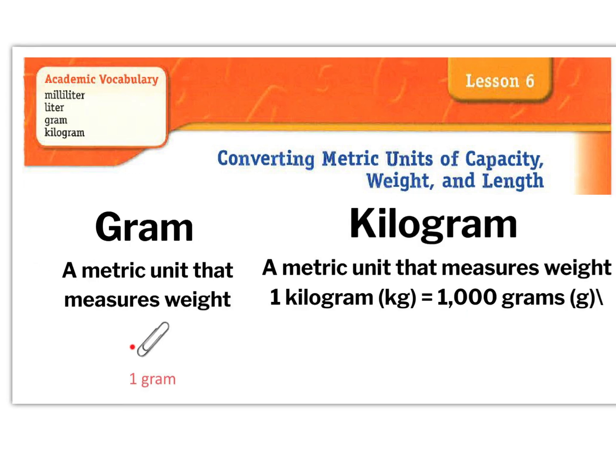And then we have grams and kilograms. So a gram is weight. It measures weight, which we also talked about a couple lessons ago. So 1 gram is about a paper clip. A kilogram is the same thing as 1,000 grams. So you would need 1,000 paper clips to equal 1 kilogram of weight.